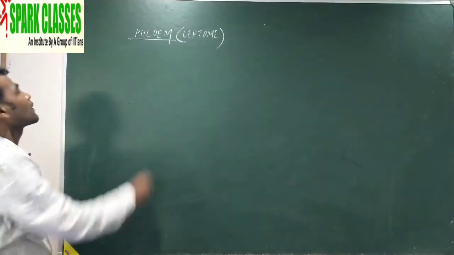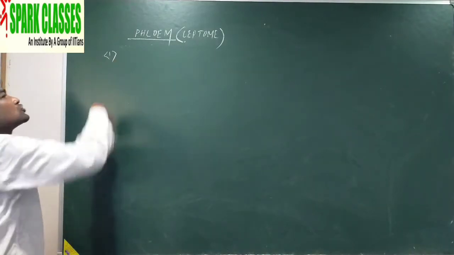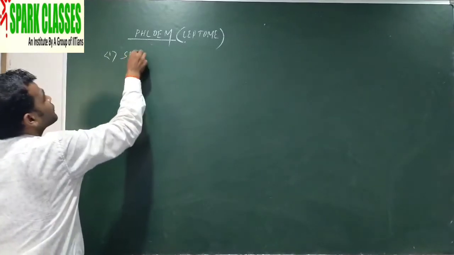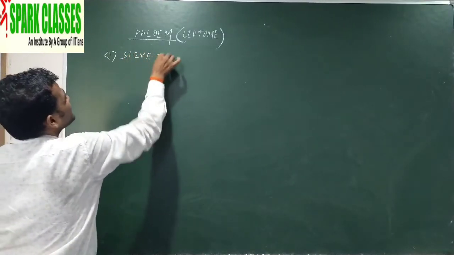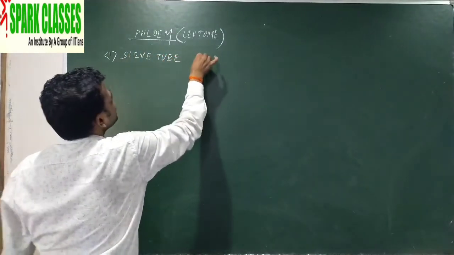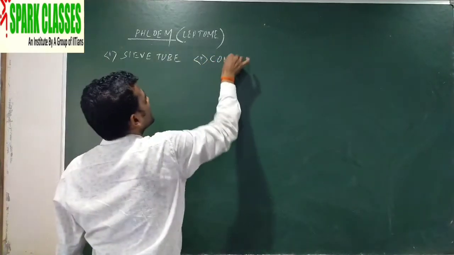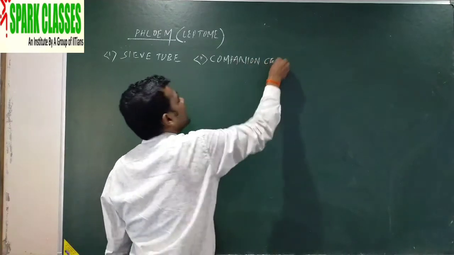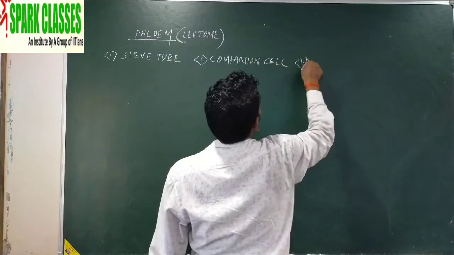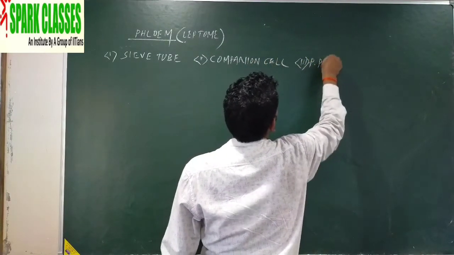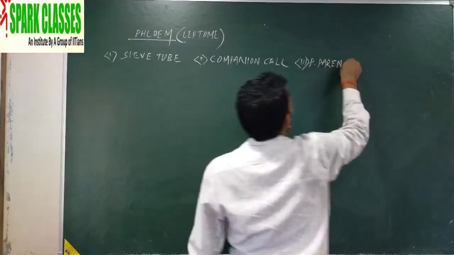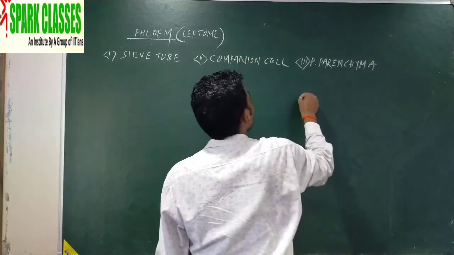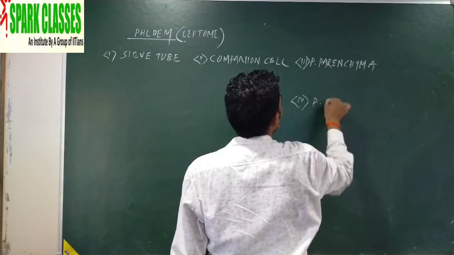And this phloem is made of four kinds of cells, again just like xylem. Phloem is made of, first, sieve tube. Second is known as companion cell. Third is called phloem parenchyma, and last is phloem fiber. The fourth one is phloem fiber.